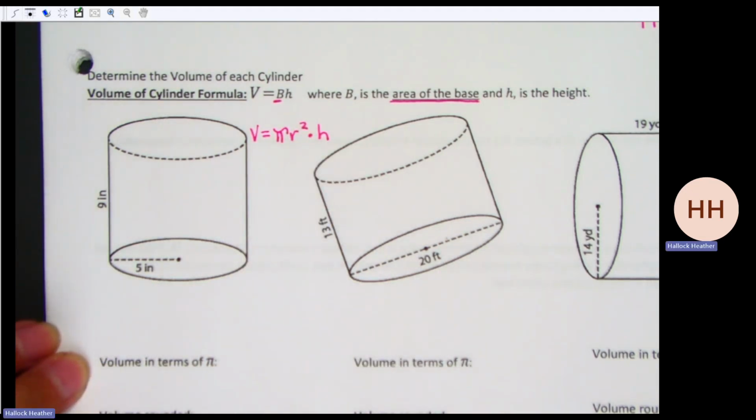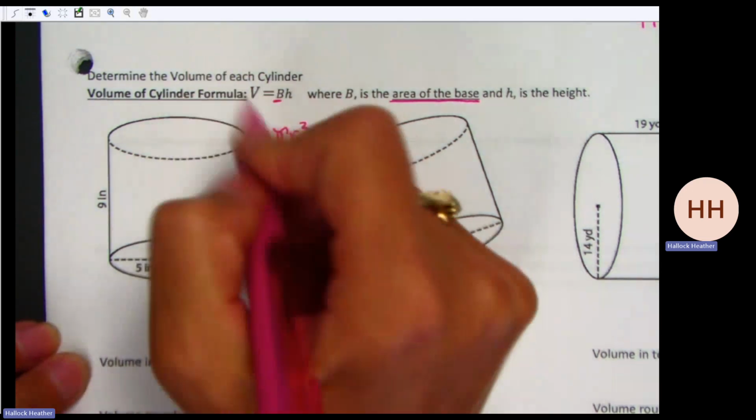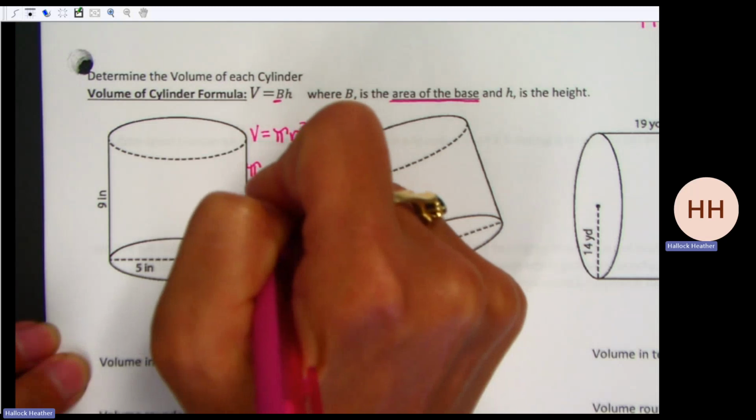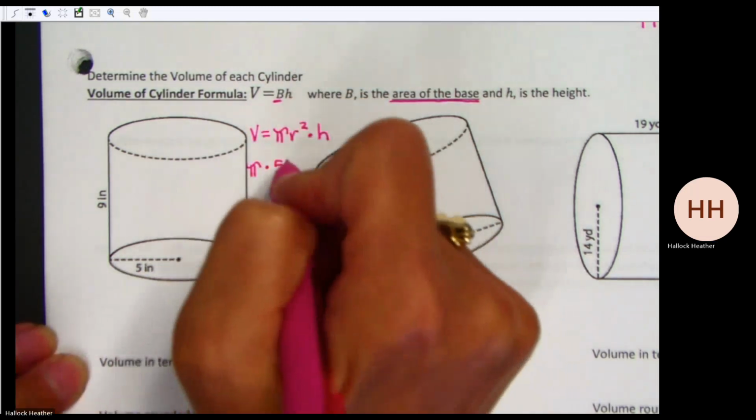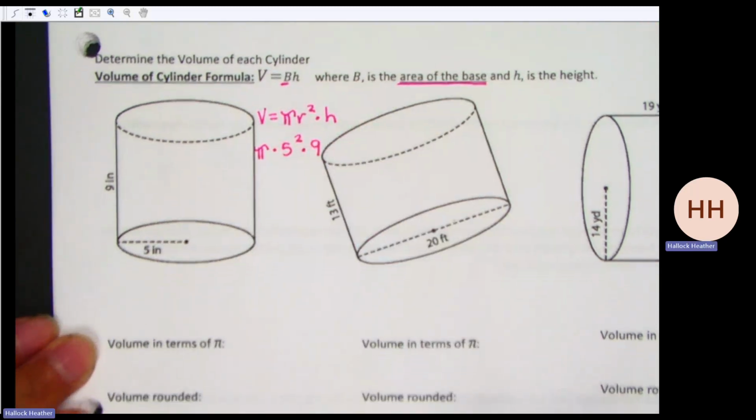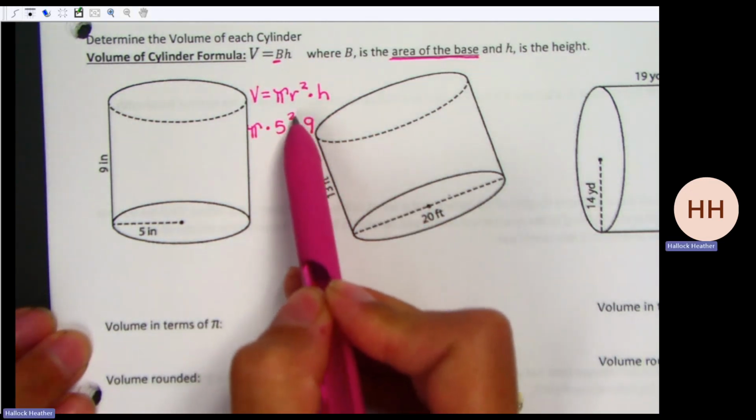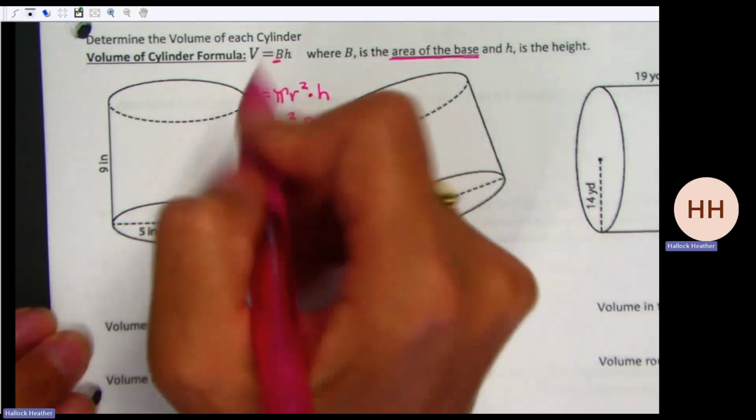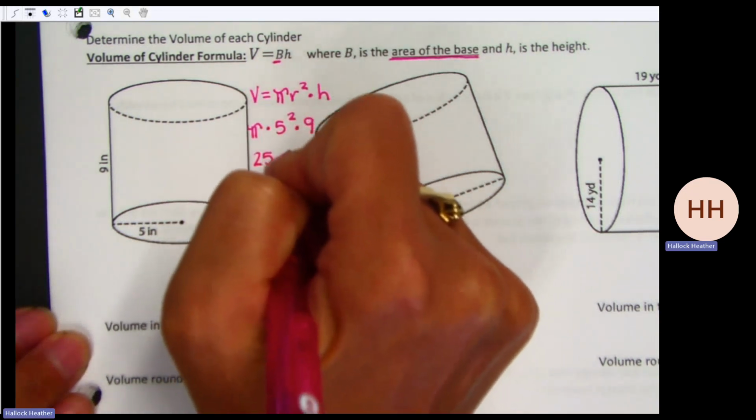So we're going to plug in our values. In this case, I'm going to bring down pi. My radius is 5. My height is 9. So now I'm going to simplify exponents first. 5 squared gives me how much? 25. I'm going to put pi in the back again. 25 times 9.